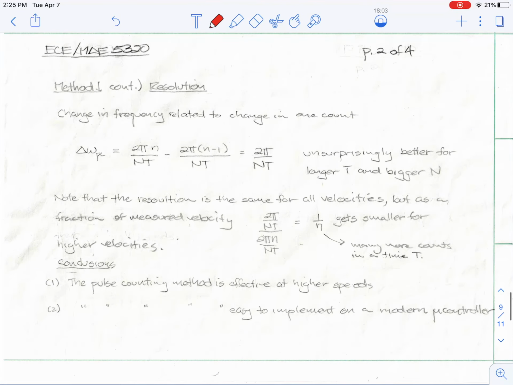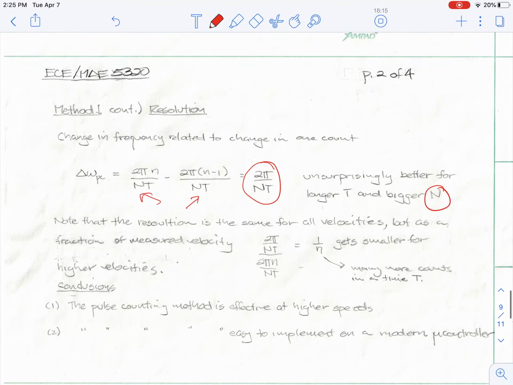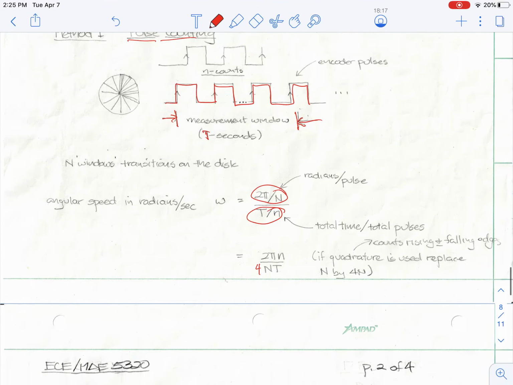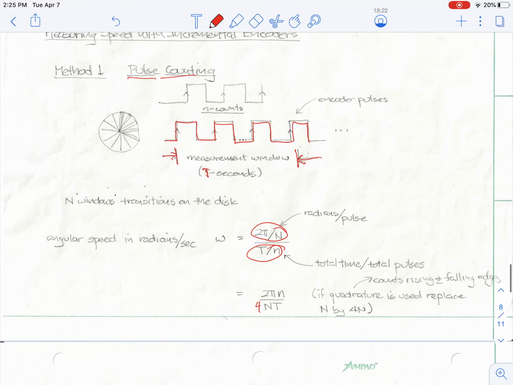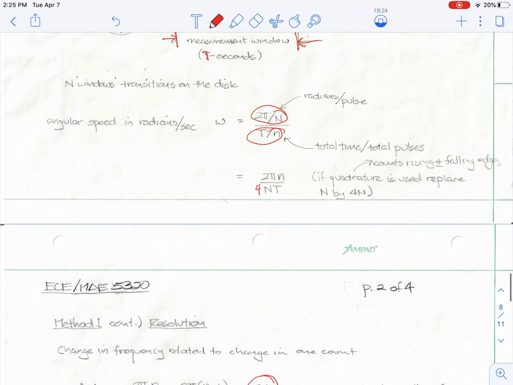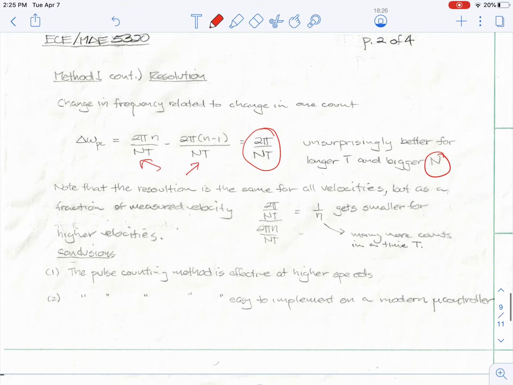But let's check and see what the resolution is. So I'm looking at 2 adjacent counts. So right here, when I do the math, it comes out to be that. Okay, unsurprisingly, the bigger n you have, in other words, the more marks you have on your encoder, and the longer the time sample window is, this measurement window, the better your frequency resolution is going to be.